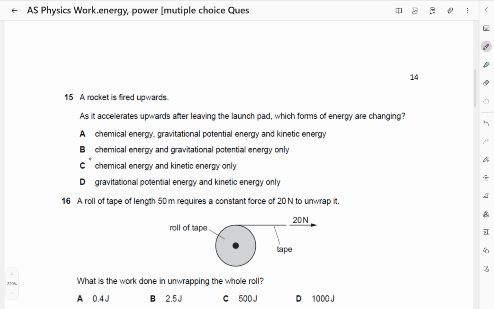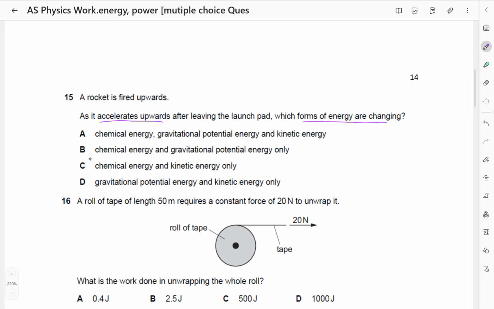A rocket is fired upwards. As it accelerates upwards after leaving the launch pad, which forms of energy are changing? When they say it accelerates, there is a change in kinetic energy because the speed is changing. So there is a change in kinetic energy, but it's going upwards. It means it is gaining height. There is a change in gravitational potential energy.